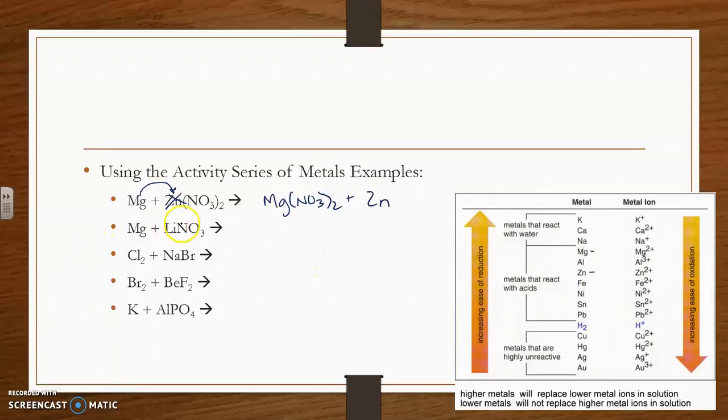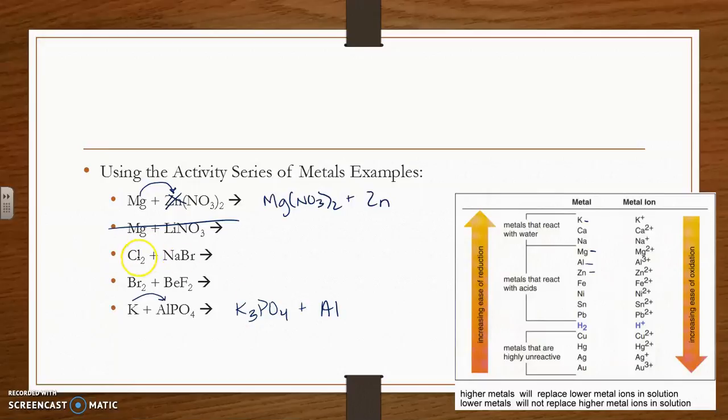Okay? Magnesium is a metal, lithium is a metal, so magnesium is trying to replace lithium. So we look here, magnesium is higher on the list. Oh, lithium's not on our list. Okay, we'll come back to that one. All right. Let's do potassium and aluminum phosphate. So potassium is up here and aluminum is here. So potassium will take the place of aluminum. So it would be K3PO4 plus Al.